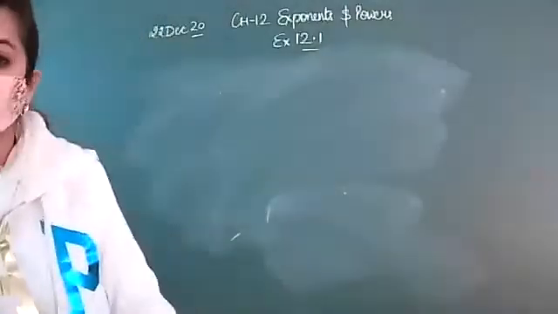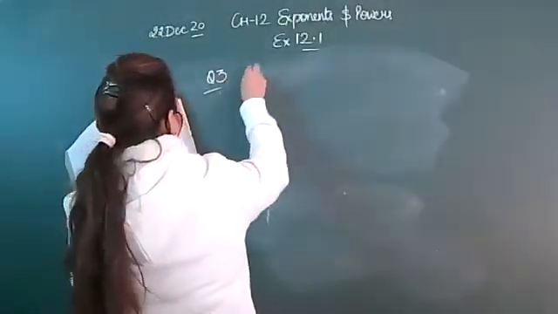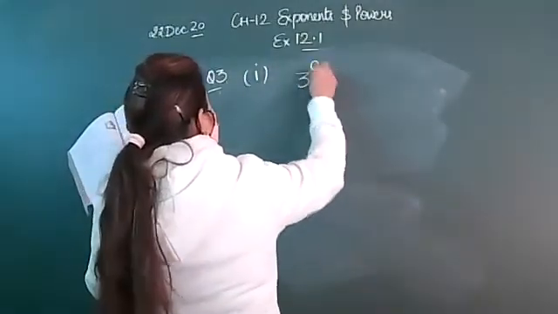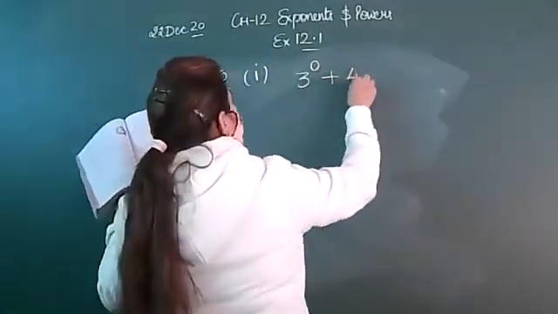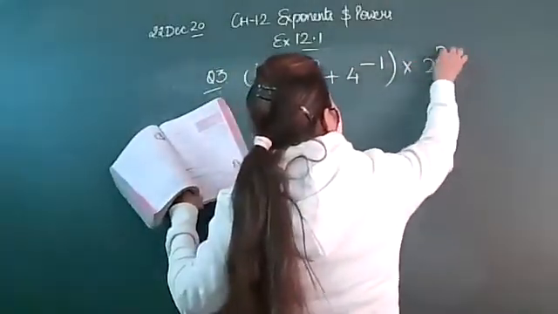Now the next is question number 3. Question number 3, first part is 3 raised to power 0 plus 4 raised to power minus 1 bracket multiply by 2 raised to power 2.